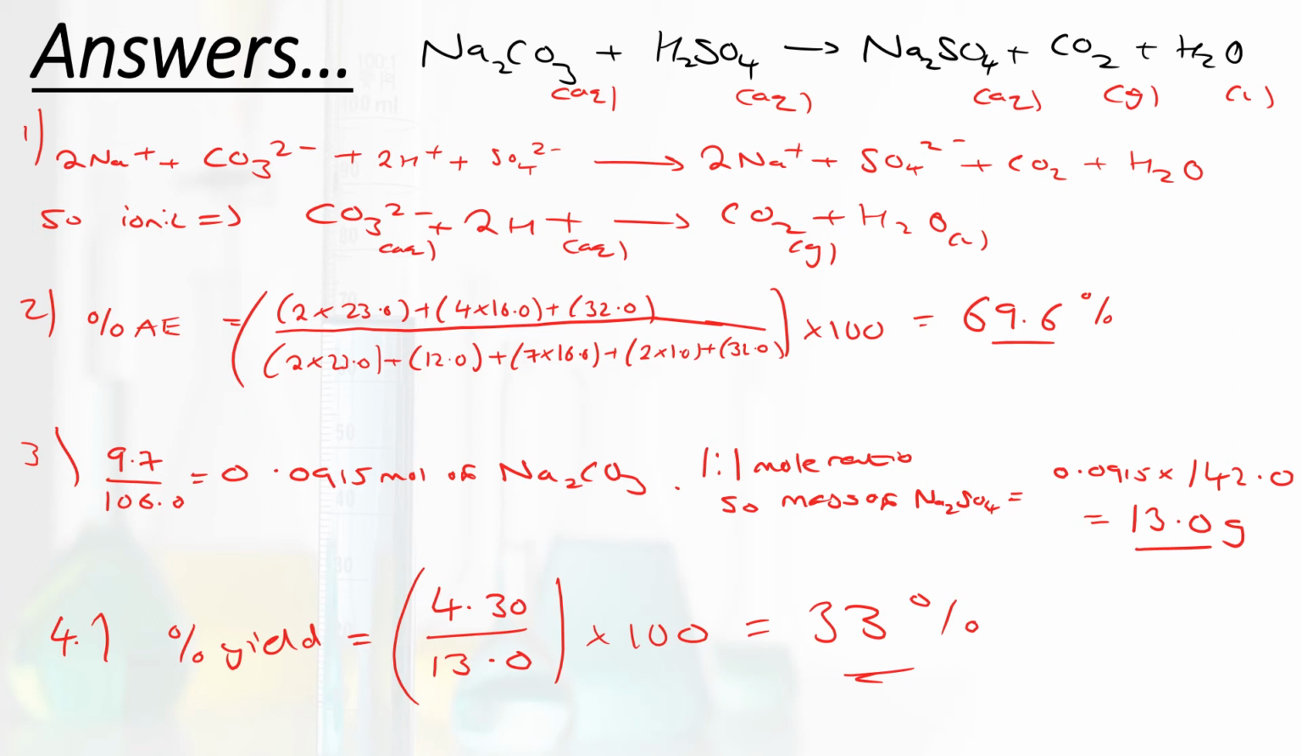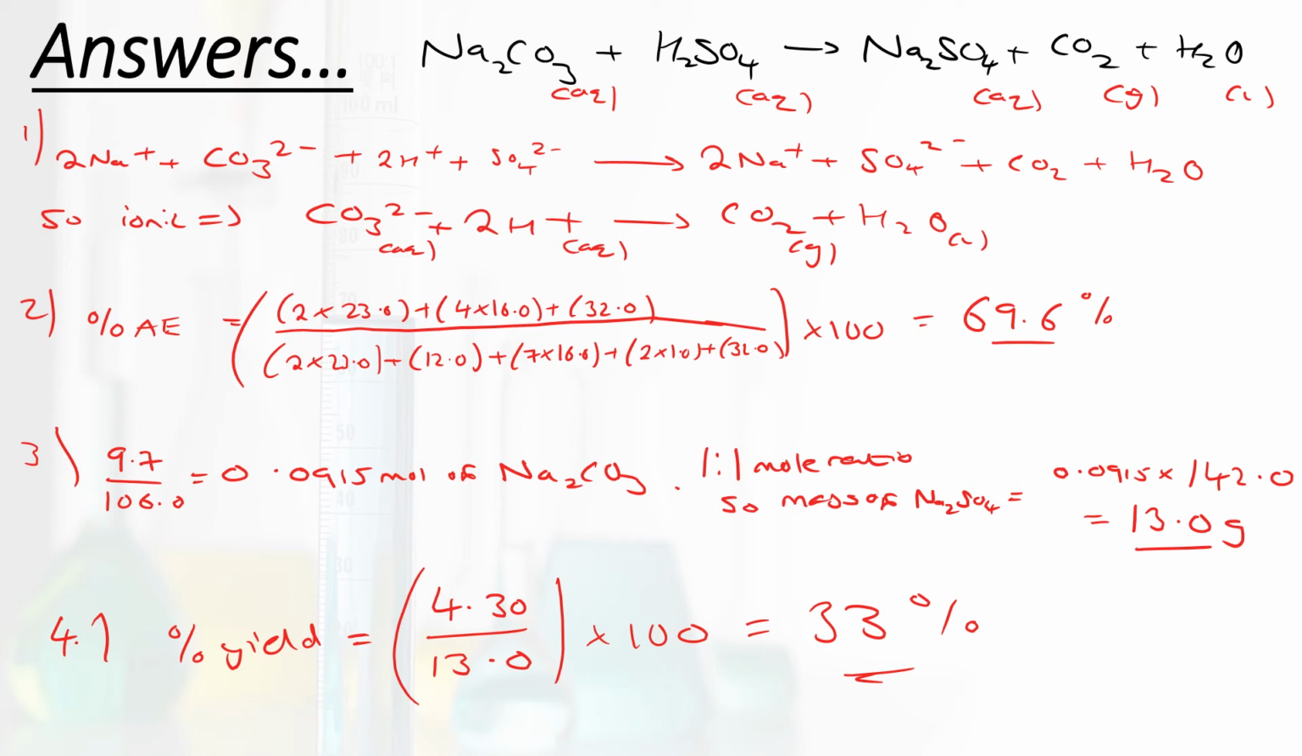Then, to calculate the atom economy, if the desired product was the sodium sulfate, remember that atom economy is our molecular mass of the desired product divided by the sum of the molecular masses of our reactants. Remember that our molecular masses are just the sum of the atomic masses of all the elements involved. So I won't go through that specifically, but when we add them all up and then do the calculation, times it by 100, we get that our percentage atom economy is 69.6%.